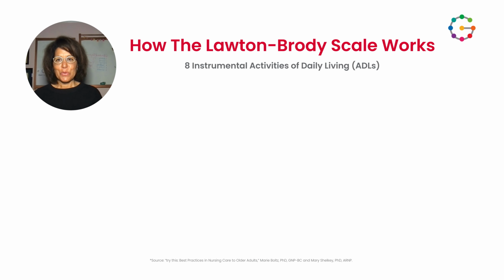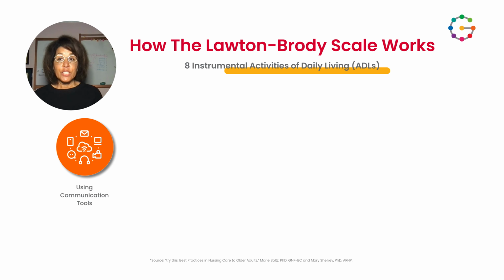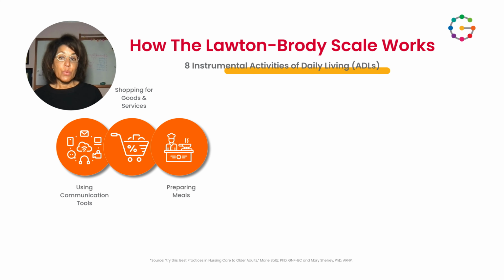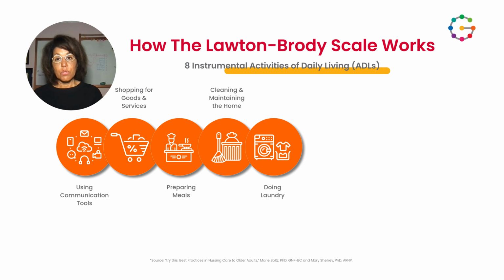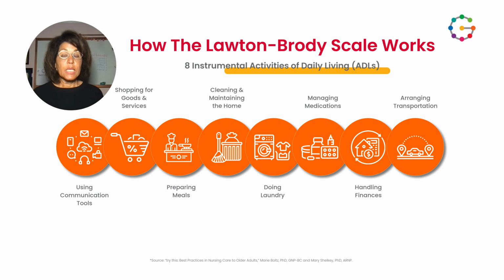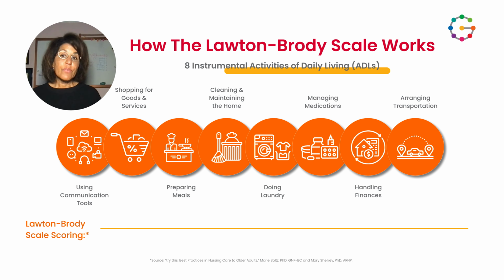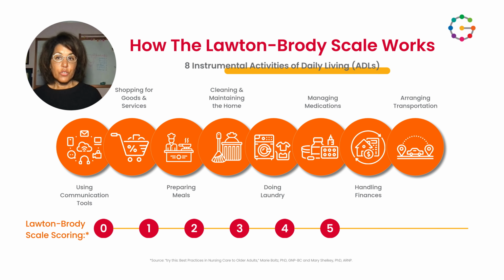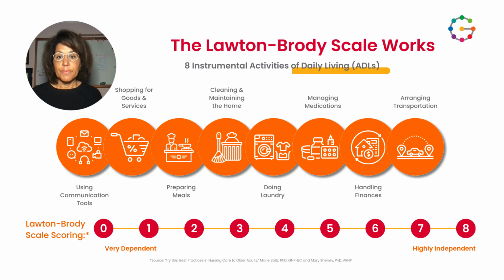So let's take a moment and quickly go through how the Lawton-Brody Scale works. You may have noticed that for each area, there were between 3 and 5 questions. Each question received either a 0 or a 1 score. So the maximum number of points you could get is 8. However, if somebody never prepared meals per se, or did the laundry, then their maximum score might be a 6. So when you're evaluating these, keep in mind what someone has done in the past and how things have shifted.